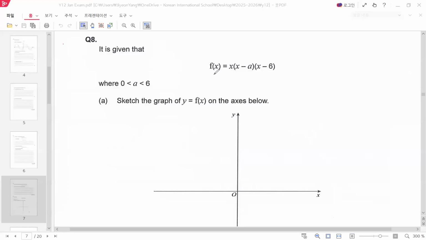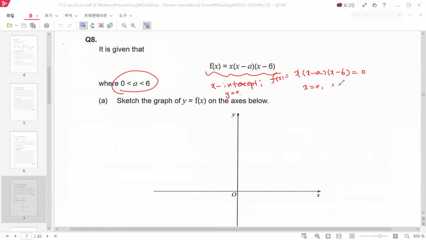Okay, a cubic function is given, and they ask you to sketch this graph. And they told you a is between 0 and 6. Actually, you can solve this question in this way. x minus a, and x minus 6. You can find the x-intercept first, which means the x value when y equals 0. So it means that x equals 0, a, and 6.